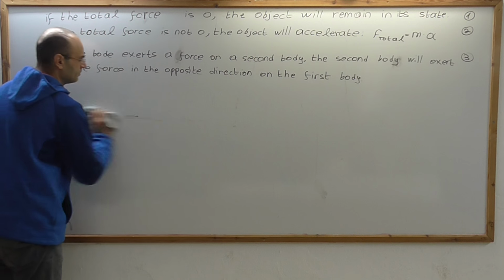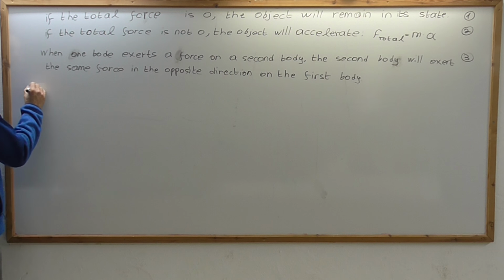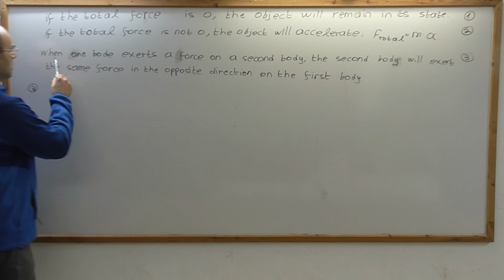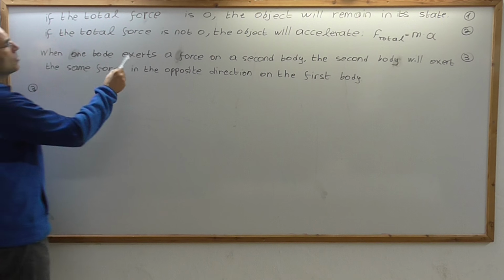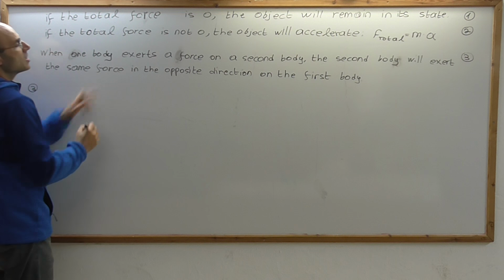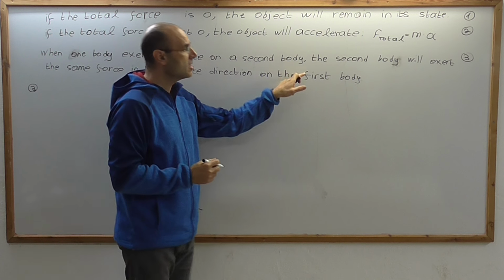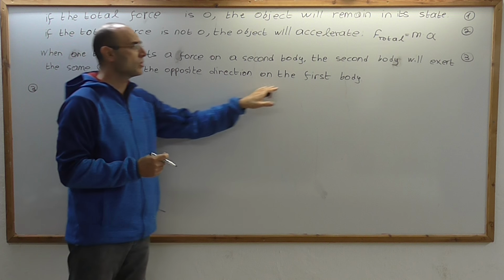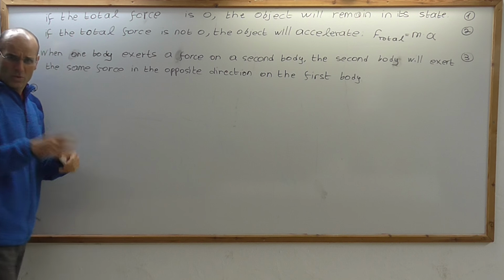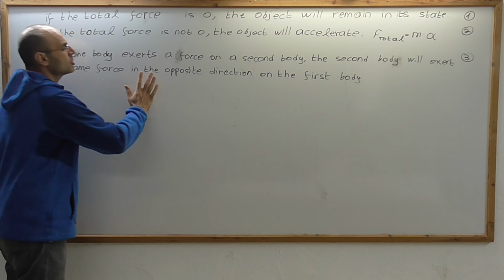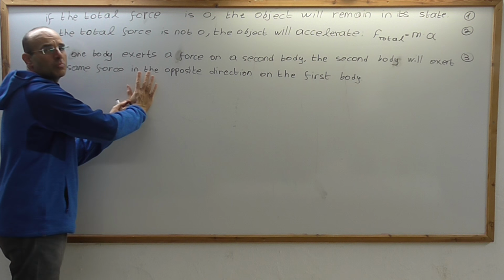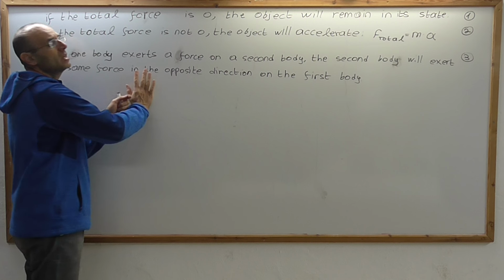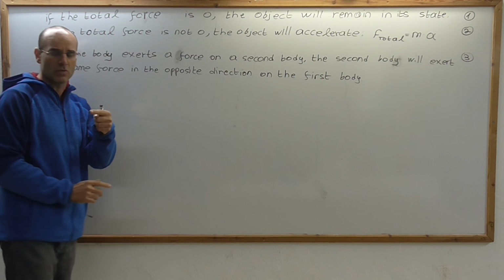The third law. The third law says, let's read it like that, when one body exerts a force on a second body, the second body will exert the same force in the opposite direction on the first body. In simple words, if I push the wall, the wall will push me back. If I push it at 100 newtons, it will push me at 100 newtons in the other direction.